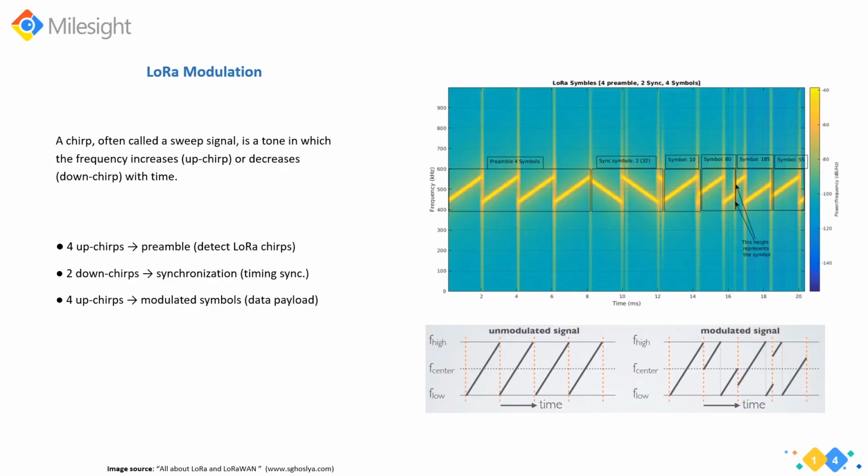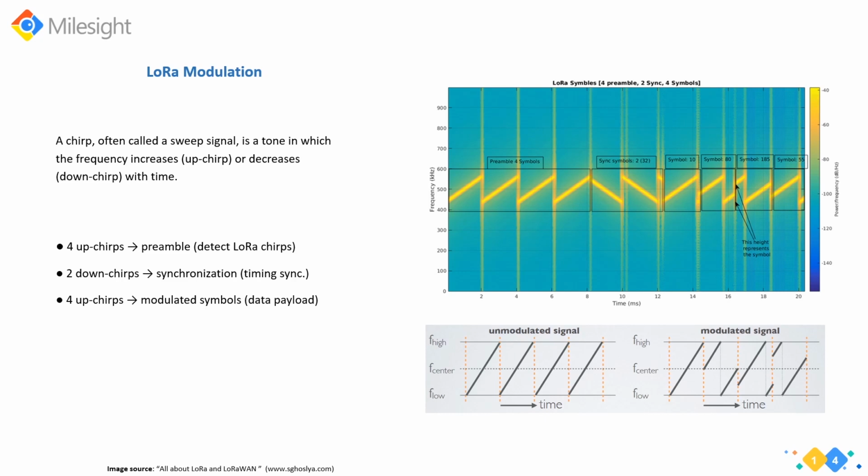And here is a comparison of unmodulated signal and modulated signal on the right corner. For example, when an end device sends an uplink message, it sends some up chirps and then down chirps, and again more up chirps. What is the meaning of those chirps? The first 4 up chirp symbols are preamble symbols, used to detect LoRa chirps and to lock LoRa frequencies, okay?